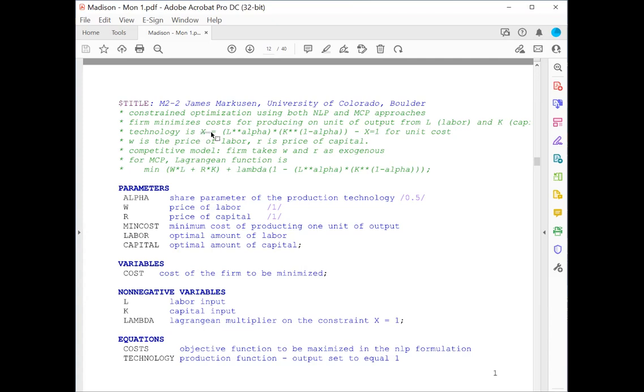And there's a technology, which anyone with economics knowledge knows what this looks like. It's simply a Cobb-Douglas technology. Output equals L to the alpha times K to the 1 minus alpha. So it has constant returns to scale.